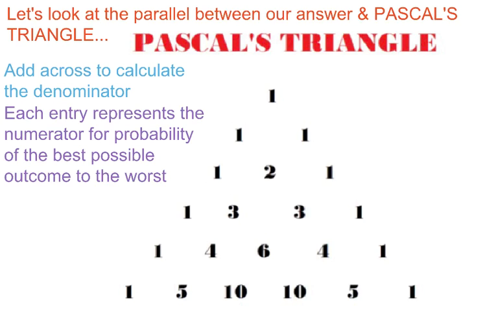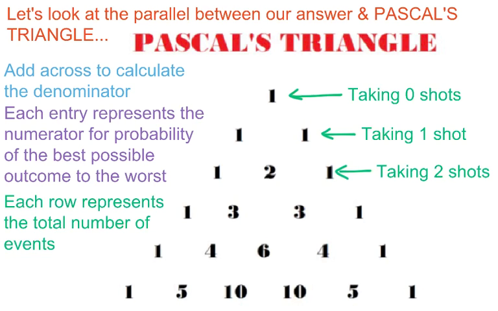Each individual entry represents the numerator for the probability of the best possible outcome to the worst possible outcome. And then each row represents the total number of events.